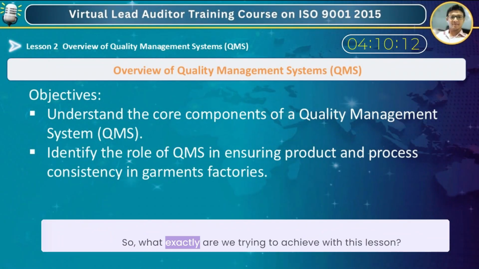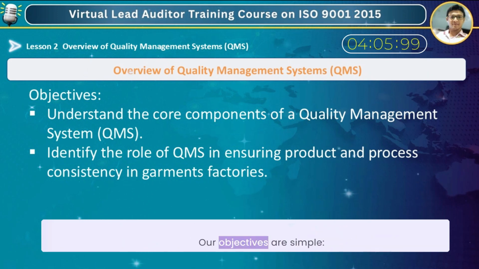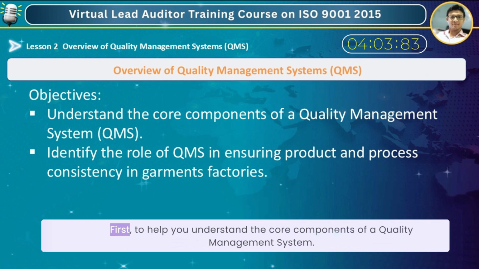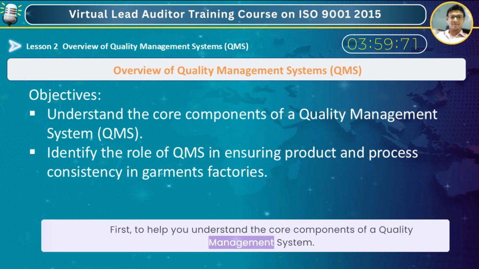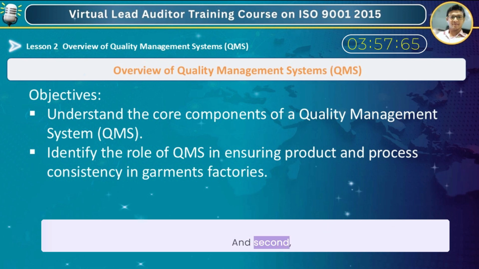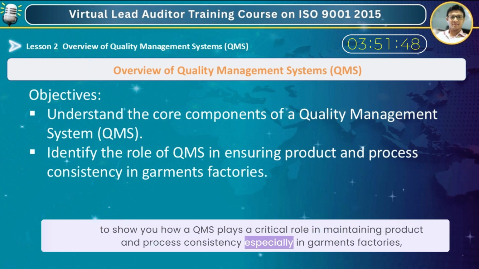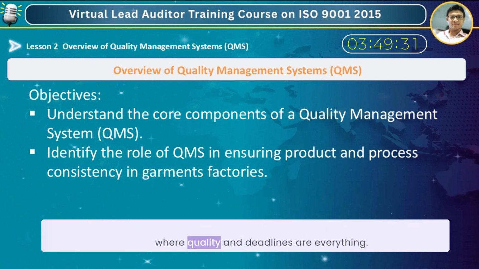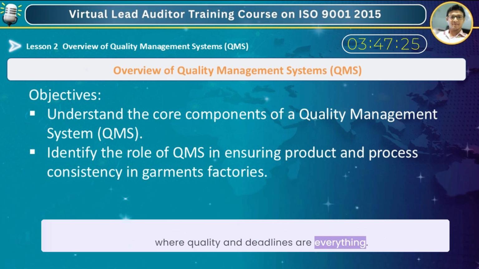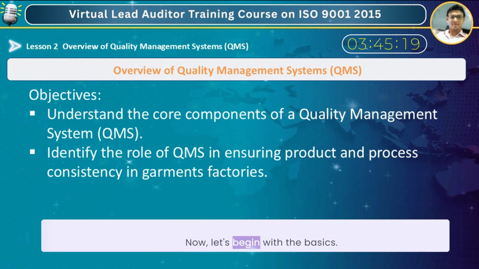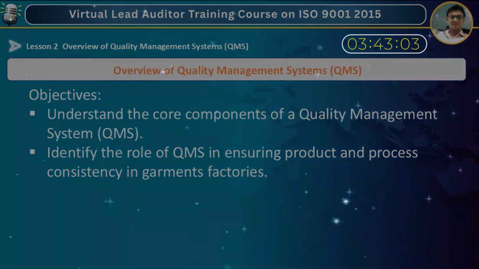So, what exactly are we trying to achieve with this lesson? Our objectives are simple. First, to help you understand the core components of a quality management system. And second, to show you how a QMS plays a critical role in maintaining product and process consistency, especially in garments factories, where quality and deadlines are everything. Now, let's begin with the basics.